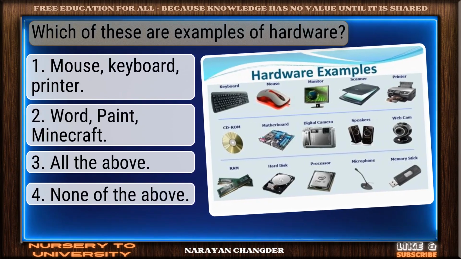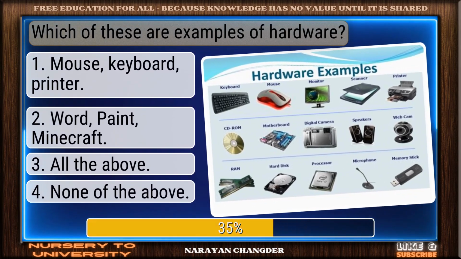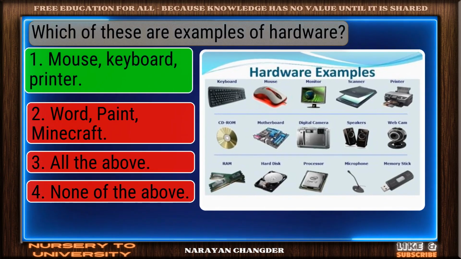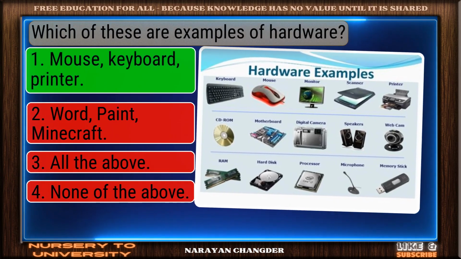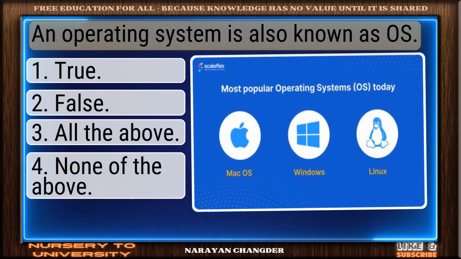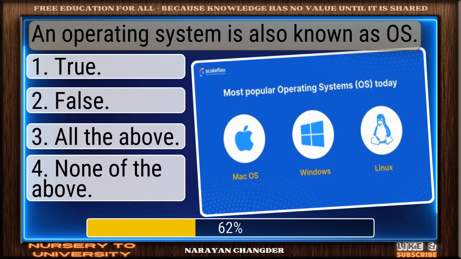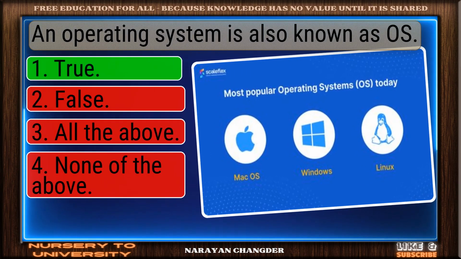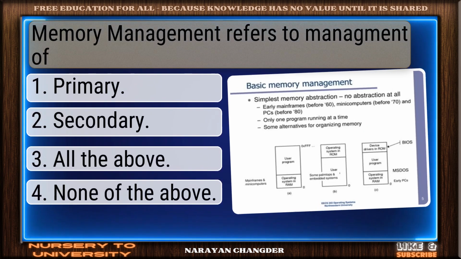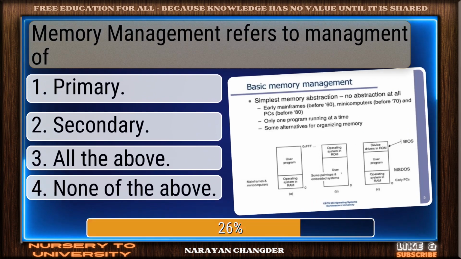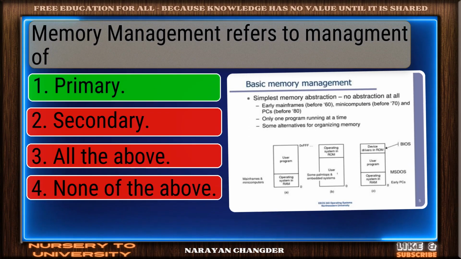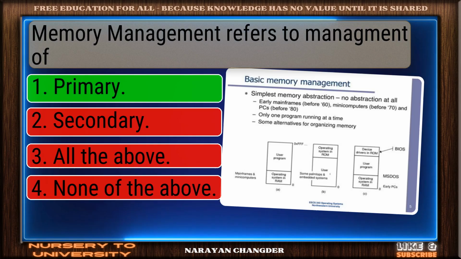Which of these are examples of hardware? Exactly. Mouse, keyboard, printer makes sense, and it is right choice. An operating system is also known as OS. Smart move. True is an accurate answer. Memory management refers to management of. Smart pick. Primary is the correct choice.